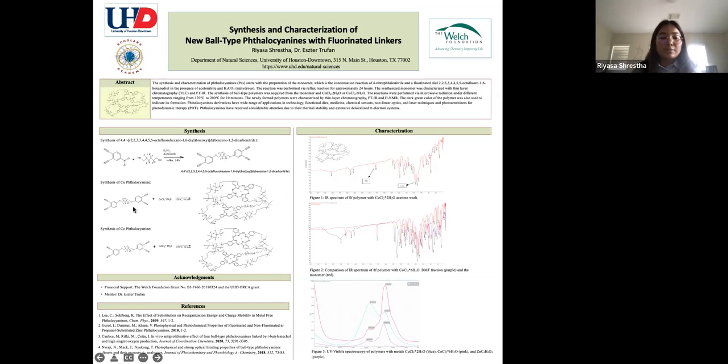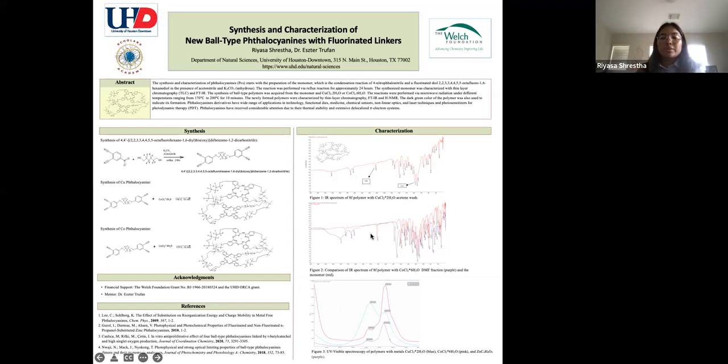The second synthesis is the use of the monomer and a type of metal, which is copper chloride, in a microwave reactor to get the ball-type phthalocyanine. The third reaction is the use of the monomer and cobalt chloride to get the ball-type phthalocyanine. The colors for these ball-type phthalocyanines were dark green, and the way we characterize these is using IR. Figure 2 under characterization is the IR for the ball-type phthalocyanine with cobalt chloride, which is in purple, and the monomer, which is in red.